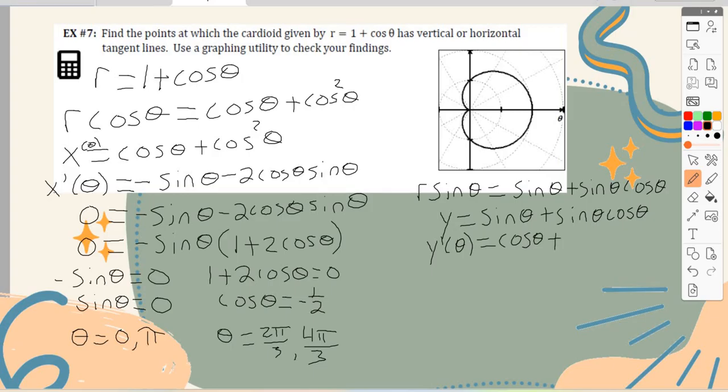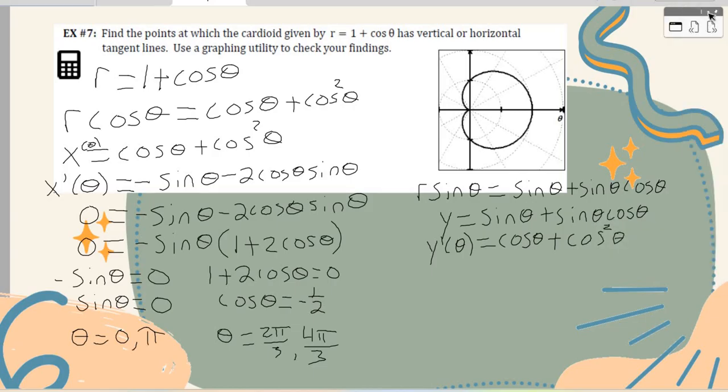What's the derivative of sine again? Cosine. Times our, close. So we get cosine squared. Okay. And then I'm looking at keeping sine the same and multiplying by the derivative of cosine, which is negative sine. So I get a negative sine squared there.